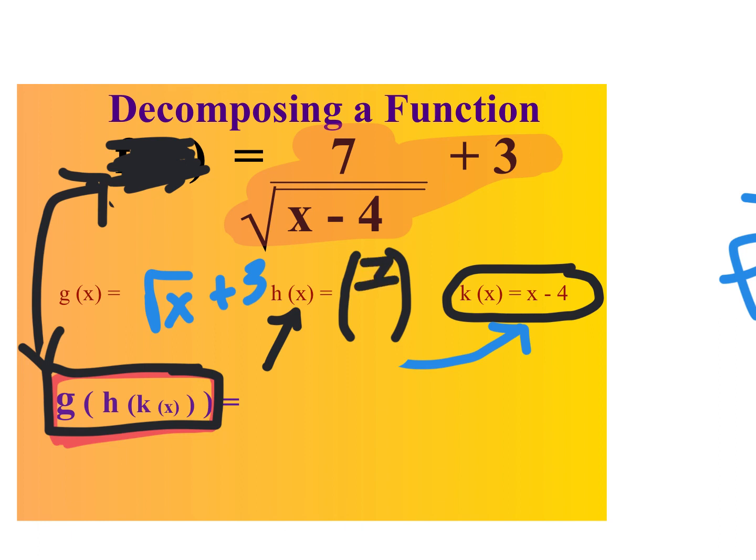Okay, I'll do what you said. 7 over square root of x minus 4. Just x? Okay, so square root, so 7 over x. There we go. And then squared, right?